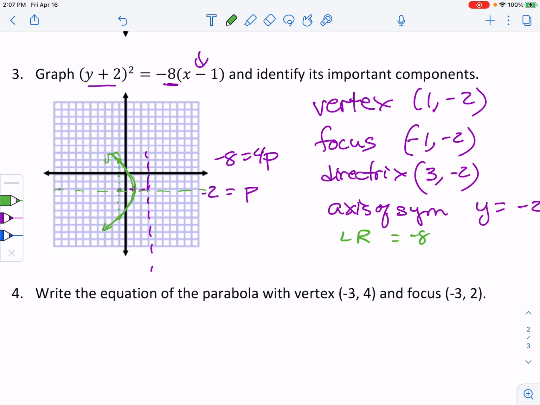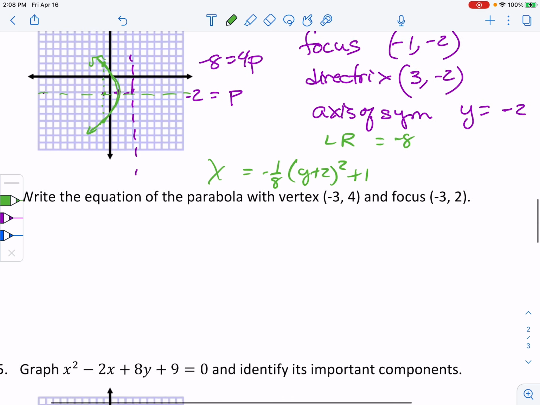If you move this the other way, so the way we usually see it, you'd have x minus 1 equals negative 1/8 (y plus 2) squared. And then we'd actually move this to a plus 1 over here instead. So this would be x equals. And the negative 1/8, you know it's a flat graph, right? Okay, let's do the next one.